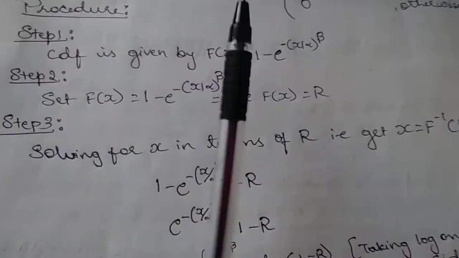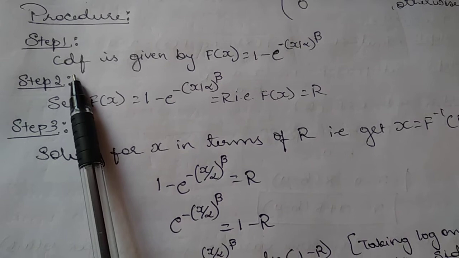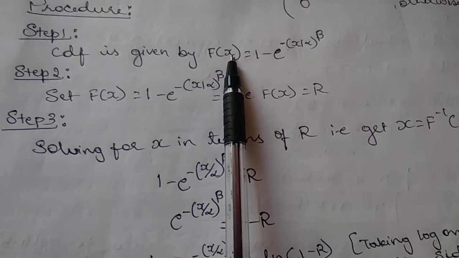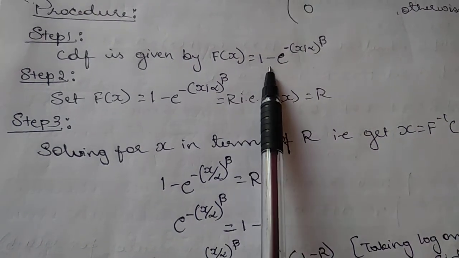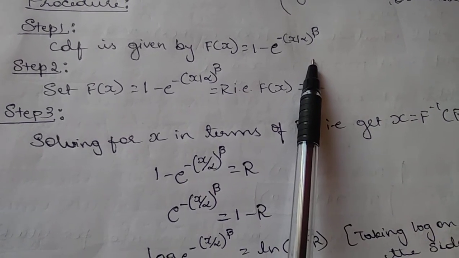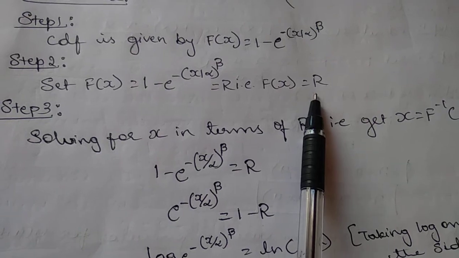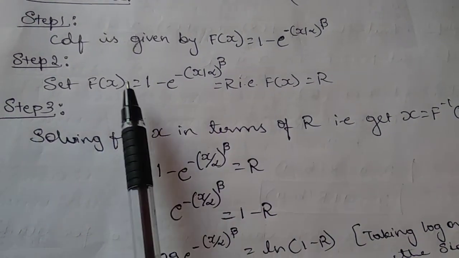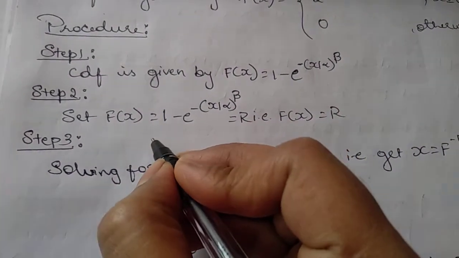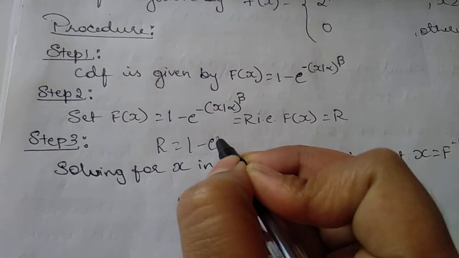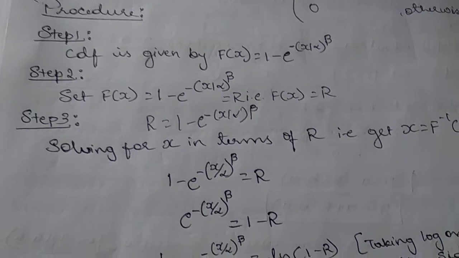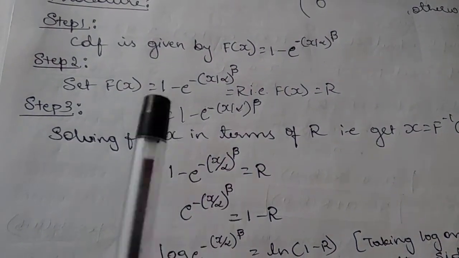Let us see the procedure for this one. This is step 1. The CDF is given and I'll assign this cumulative distribution function to F(x), that is F(x) equals the equation. Then what is the next step? As we know, you have to set F(x) equal to R. So this F(x) will be equal to R. I'll write it as R equals 1 minus e power minus (x by alpha) whole power beta. Now you have to solve for x.